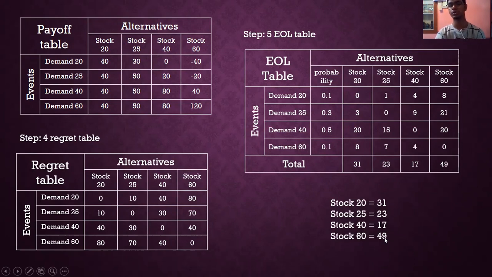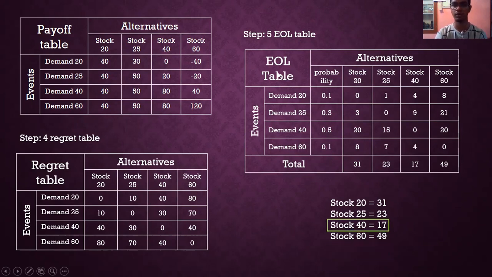In these totals, we have to look for the lesser number. So in this particular total, the lesser number here is 17. Now we have to look into this particular 17. So why are we taking 17? Because the EOL table says we have to select the total which has the lesser value. So here the lesser value is 17. For the 17, the stock is 40. So the stock 40 with a value of 17. This particular thing we are taking down, and we will circle it off.